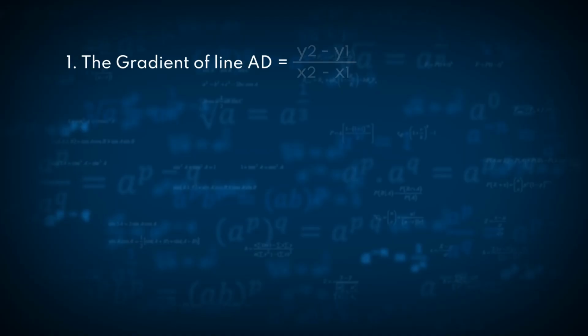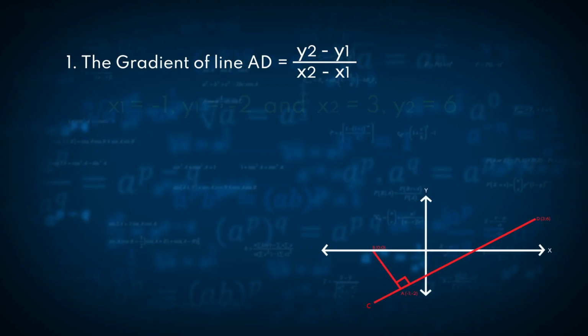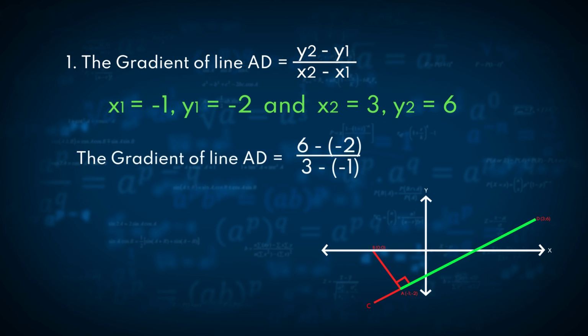The gradient of line AD equals y2 minus y1 over x2 minus x1. We will use the given coordinates. Let's align them. x1 equals -1, y1 equals -2, and x2 equals 3, y2 equals 6. Now plug these values into the equation. The gradient of line AD equals (6 minus -2) over (3 minus -1). Therefore, the gradient of the line AD equals 2.